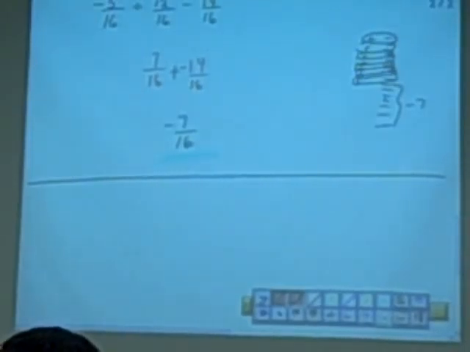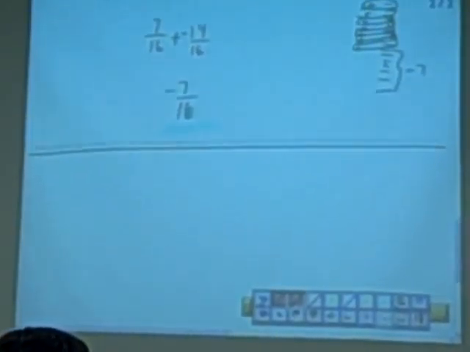Alright, now let's look at some decimals. Let's say that we have a negative 4.9 plus 3.27. So are we going to end up with a positive or a negative? Do we have more negative or more positive? We have more negative, right?